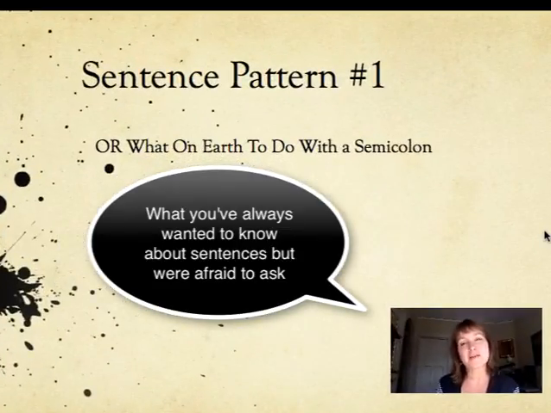Hi, today we're going to be talking about sentence pattern number 1, or what on earth to do with the semicolon. I know that you want to improve your writing. One way to do that is to improve your sentence fluency. You don't want all of your sentences to sound the same or to have the same pattern. Sentence fluency gives us a great way to make our writing way more interesting for the reader.